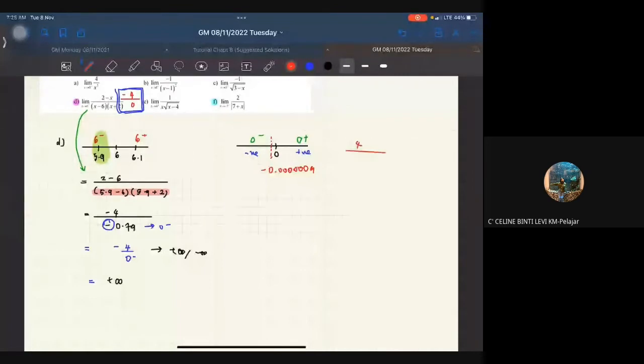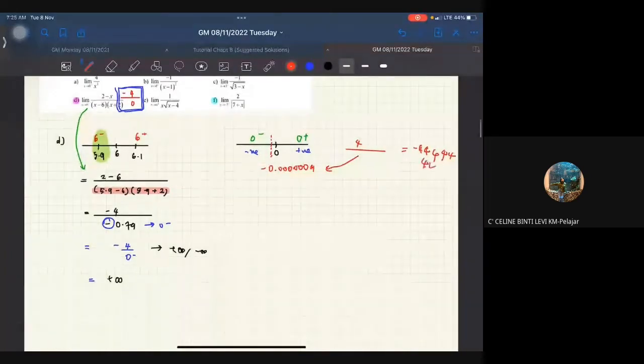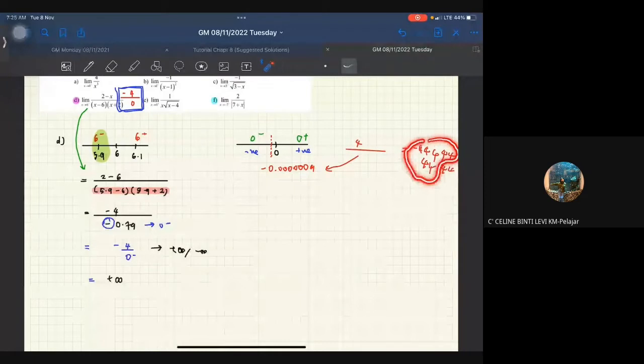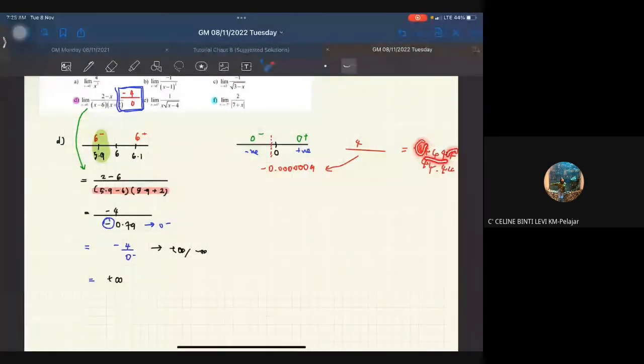Okay, and then saya ambil 4, bahagikan dengan this value. So apa yang saya akan dapat? So I will get 4 divided by negative 0.0000009. Okay, so saya akan dapat a number which is like negative 4,444,444. Contoh. Okay, so kalau awak tengok dekat sini, nombor ni dia sangat besar sebenarnya. Nombor tu nombor yang sangat-sangat besar.